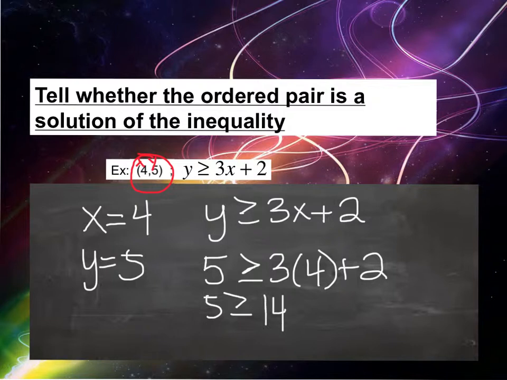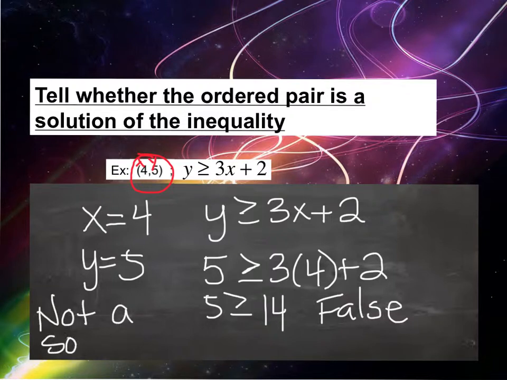Now, is 5 greater than or equal to 14? This is what we call a false statement. And because it's a false statement, it is not a solution. So the point (4, 5) will not be a solution for the inequality. This skill, knowing how to tell whether the ordered pair is a solution of the inequality, will come in handy when we're solving the inequalities for the next couple of examples.